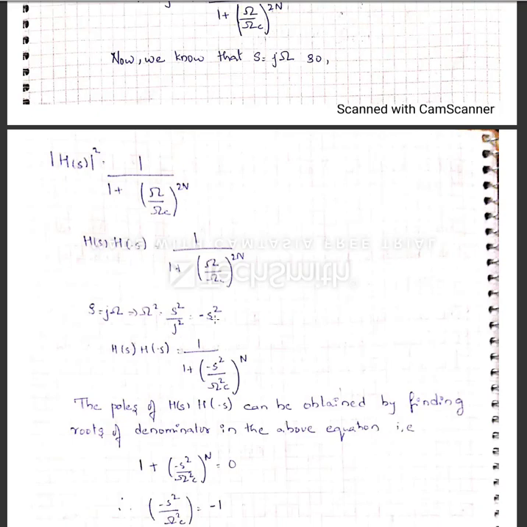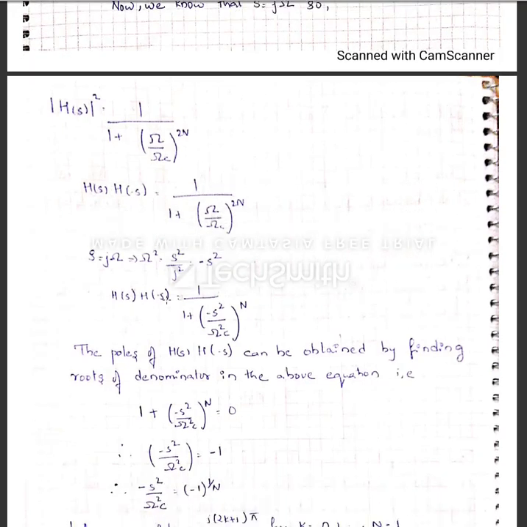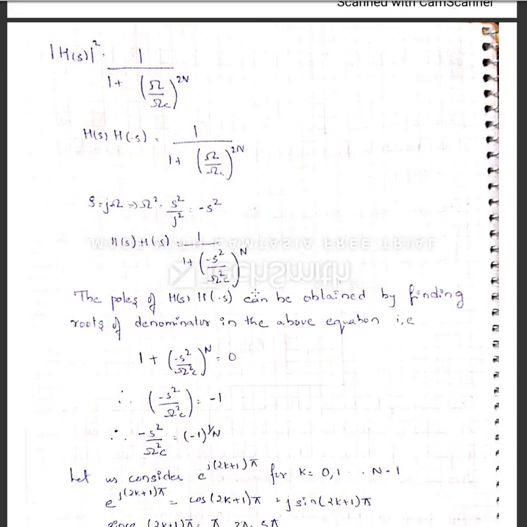Okay, and why do we need this? We are going to take this square term, we are going to open this square term. So H of s into H of minus s is equal to 1 by 1 plus (minus s square by omega c square) to the power n. Hope it is understood.